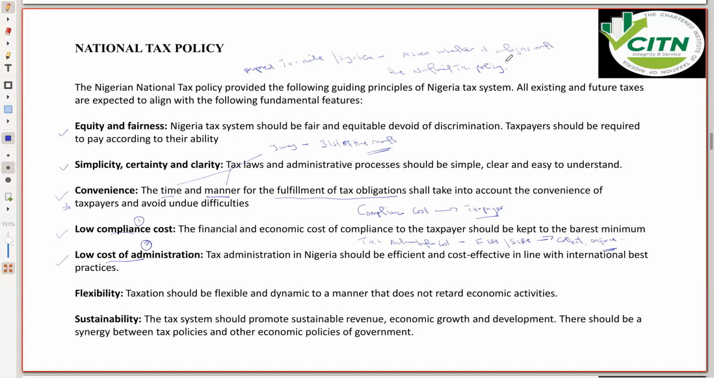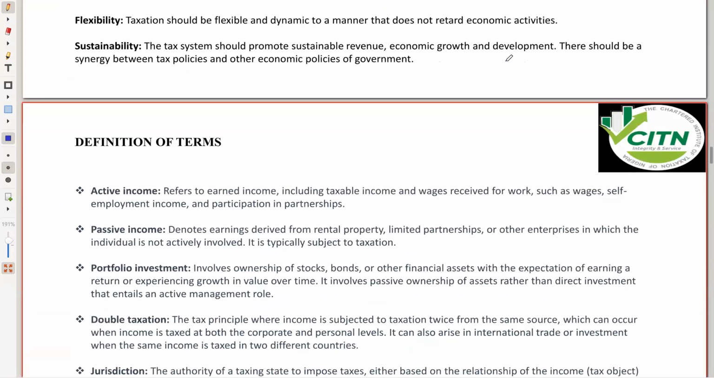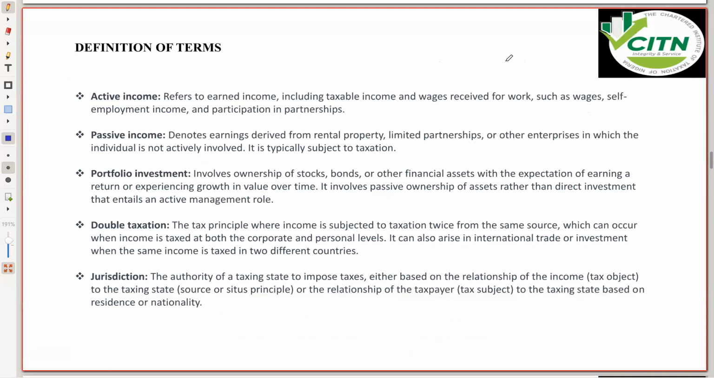So like we said, quick recap: equity and fairness, simple, certain and clear, convenient, low tax compliance cost, low cost for administration, flexibility, and then sustainability. Now, before we go further, let's do a quick definition of some of the terms that will come across as we discuss international tax, as we go into the course, so that when we see some of these terms, it won't come as a surprise.